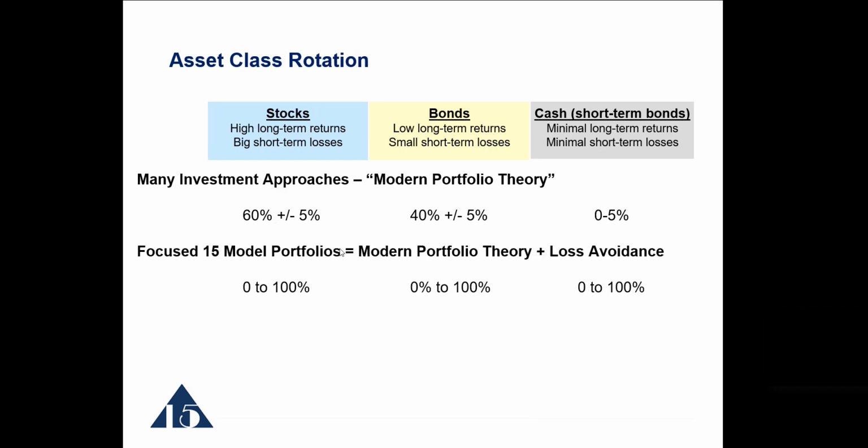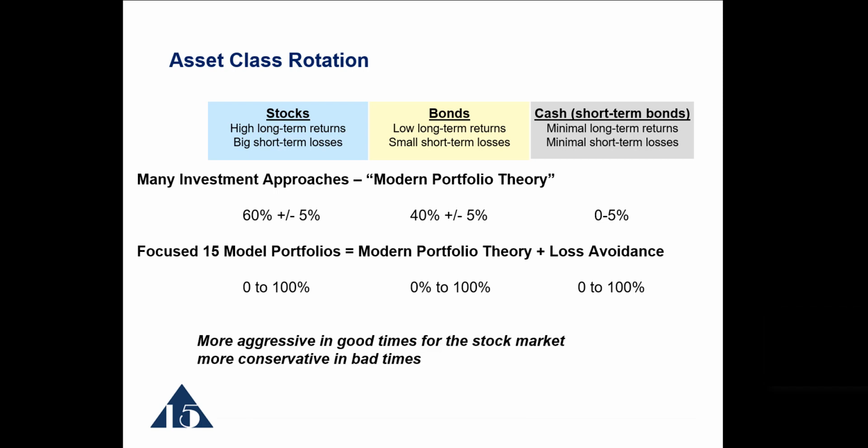The Focus 15 model portfolios combine modern portfolio theory plus loss avoidance. Our model portfolios will have stock allocations ranging from 0 to 100%, bonds 0 to 100%, and cash 0 to 100%. And so compared to the typical approaches in the industry based purely on modern portfolio theory, Focus 15 portfolios will be more aggressive, that is, a higher allocation to stocks in good times for the stock market, and be more conservative in bad times. So we'll hold more bonds or cash if we believe that the stock market is vulnerable to declines.